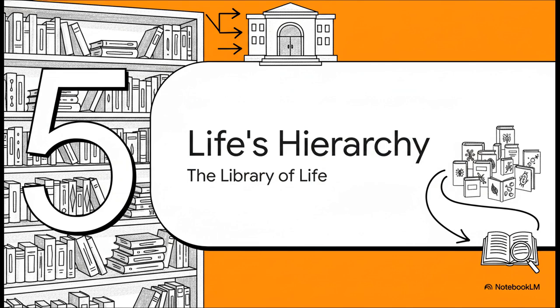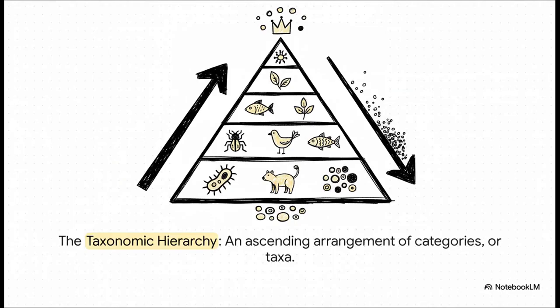So how exactly is this massive library organized? Let's explore this amazing shelving system that biologists use, a system that goes from the biggest room in the library right down to a single individual book. So here it is, the taxonomic hierarchy. It's a series of levels, or taxa. The single most important thing to get here is this.